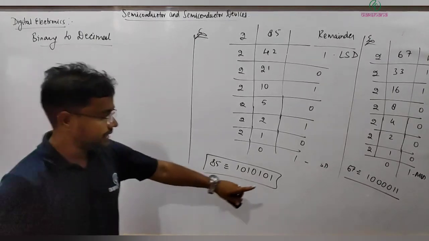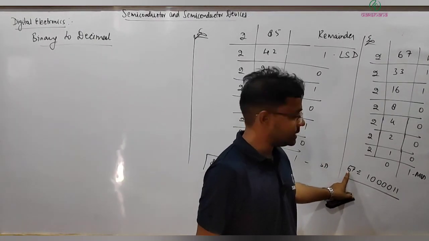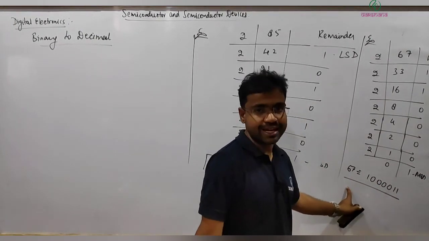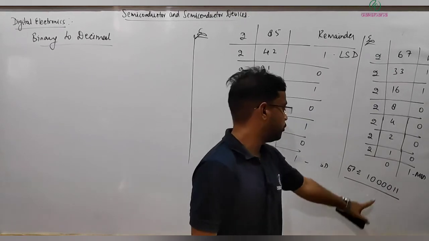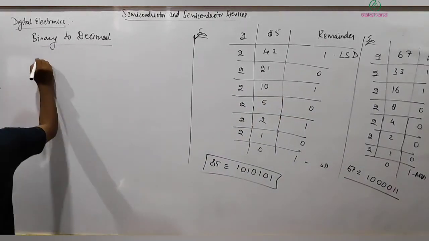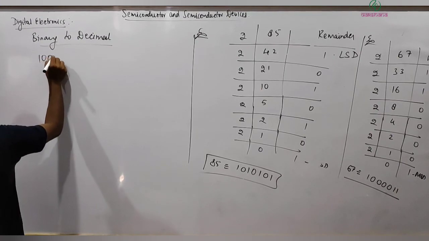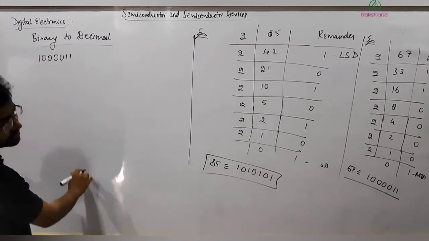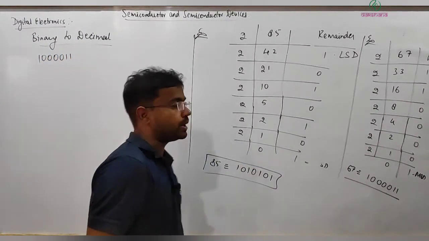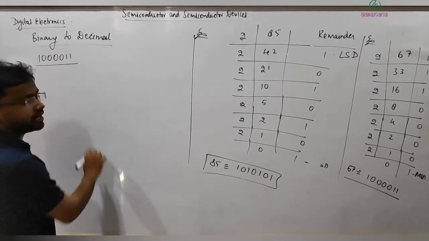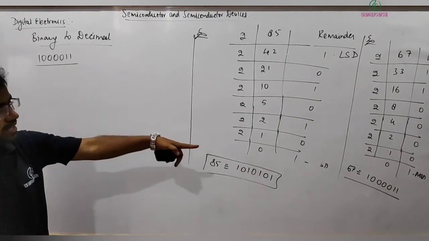So we have already converted decimal to binary. Let's check it, and that will also be the process of conversion of binary to decimal. First thing is the binary number, 1 0 0 0 0 1 1. So this is your number in binary. Let's check whether it comes out exactly the same.